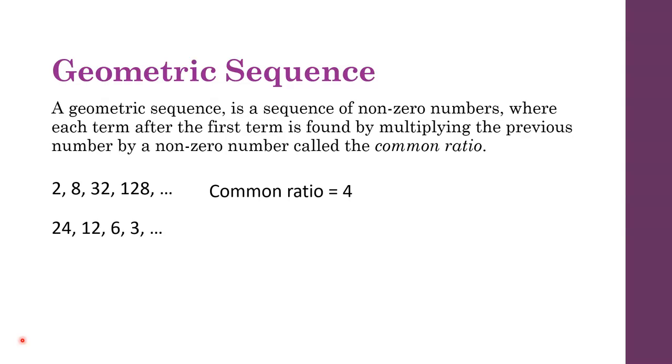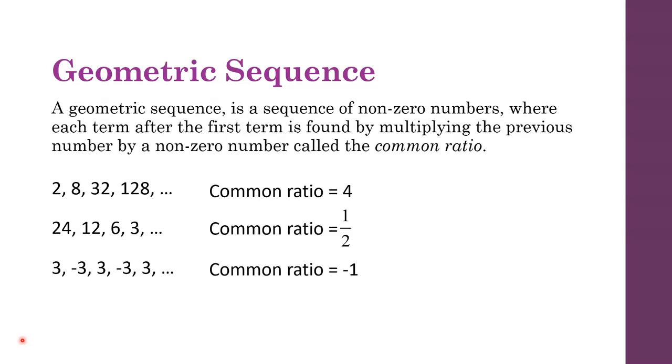Here's another example where the terms actually get smaller because they are multiplied by a number smaller than 1. So 24 times a half would be 12, 12 times a half would be 6, 6 times 1/2 is 3. So the common ratio is 1/2. And here's another example where our sequence alternates between a positive 3 and a negative 3, which means the common ratio is -1. 3 times -1 would be -3, and if I keep multiplying by a -1, the sign keeps alternating.